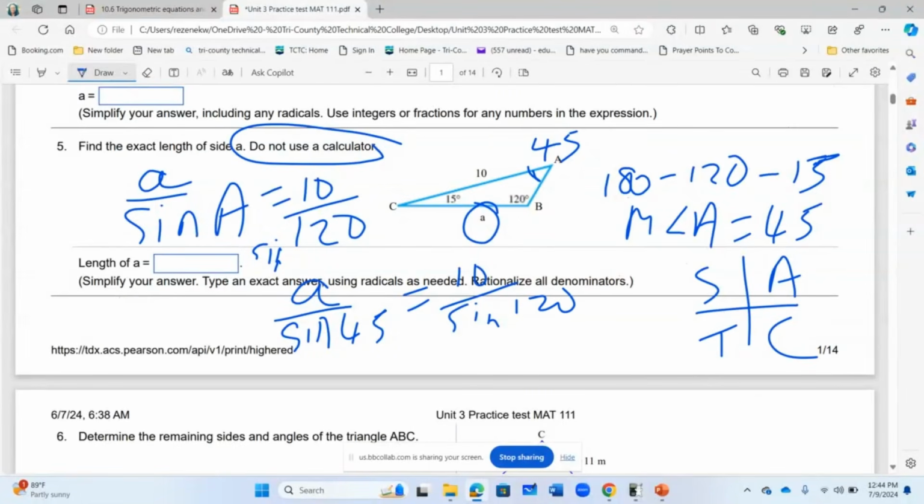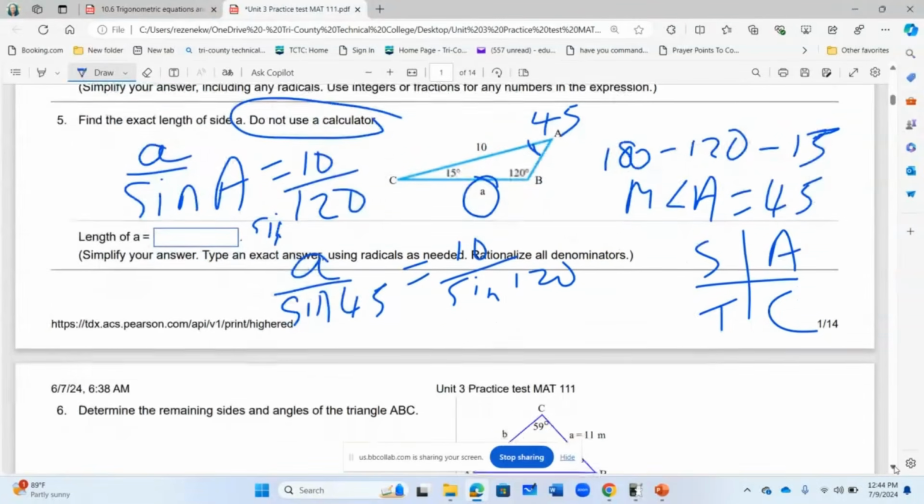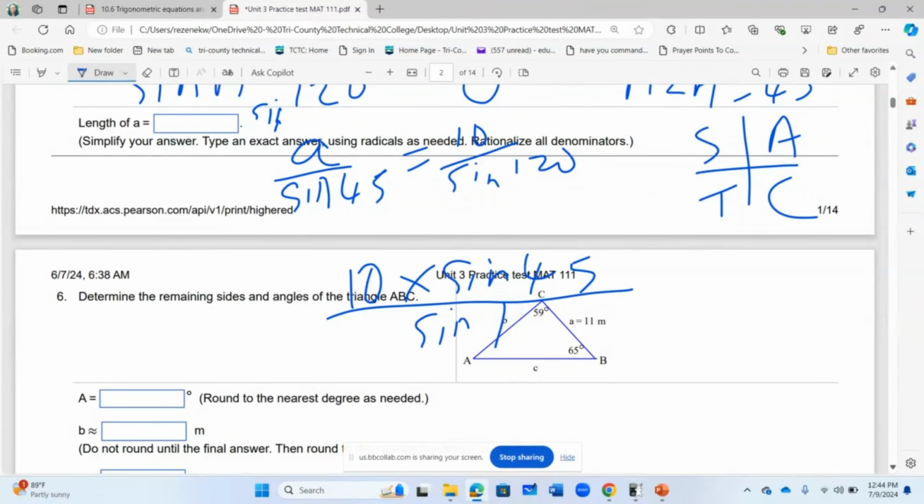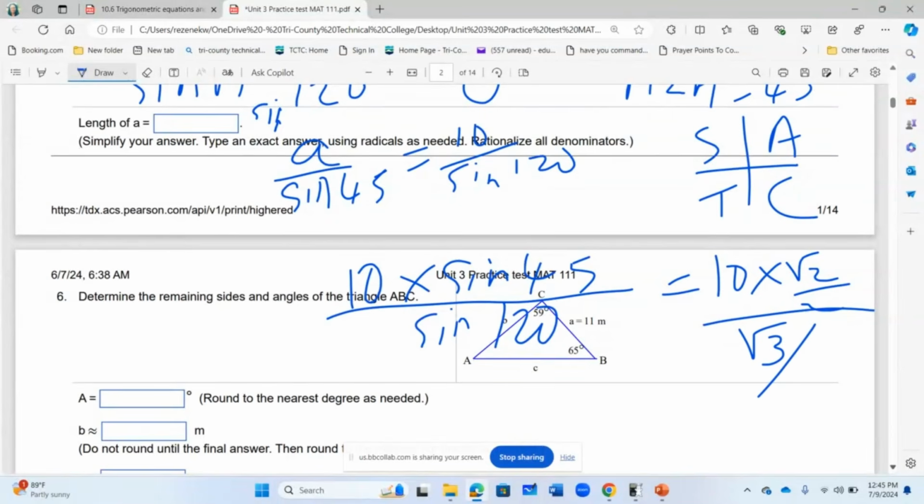Okay, now solve for A. So now that I'm solving for A, I have 10 multiplied by sine 45 degrees over sine 120. Sine 45 degrees, we already know is root 2 over 2. So root 2 over 2 right here. Sine 60 is root 3 over 2. I hope you still remember. If you don't remember, you go and check your special right triangles.